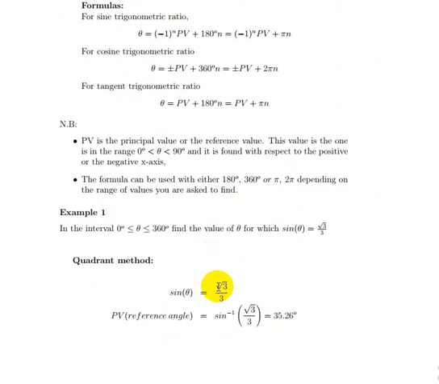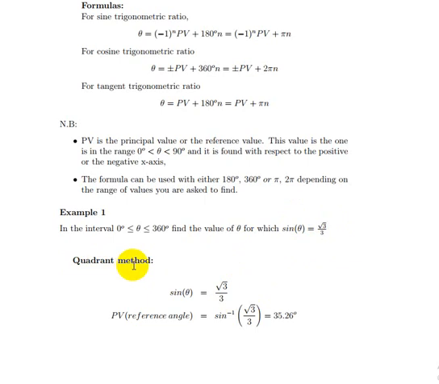Now, let's say we have this example. In the interval 0 degrees less than or equal to theta less than or equal to 360 degrees, find the value of theta for sine theta equals the square root of 3 all over 3. So you have this question. We are going to calculate by two methods. The first method is the quadrant method, and the second method is the formula method.